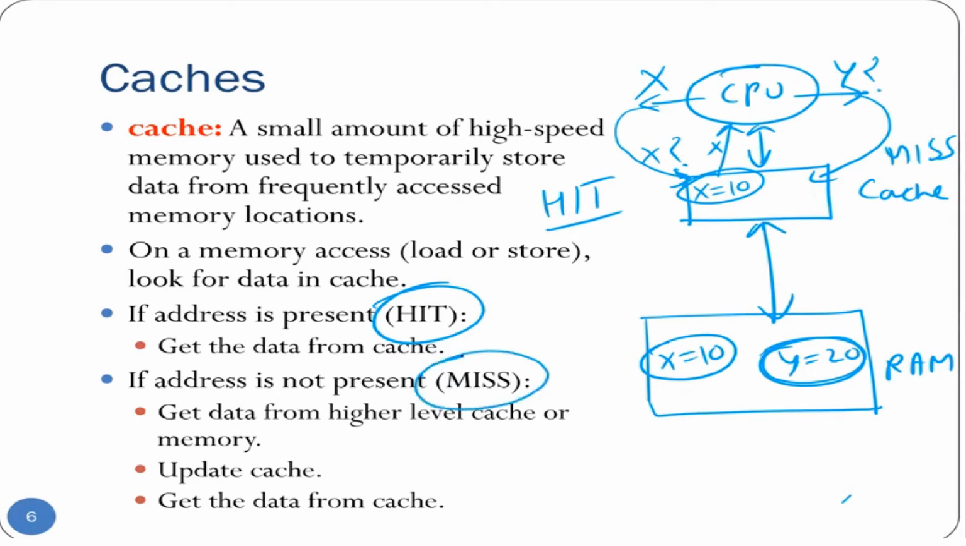In response to the cache miss, we will always grab the value from the RAM and bring it into the cache. So we'll put y equal to 20 here in the cache and then return it from here to the CPU. This is the basic working of the cache. So always remember this basic working model and these two important terms, cache hit and cache miss. We are going to use these frequently in the rest of the unit.